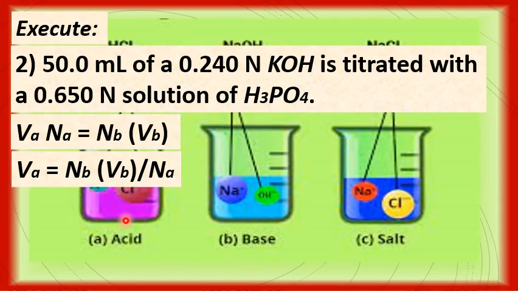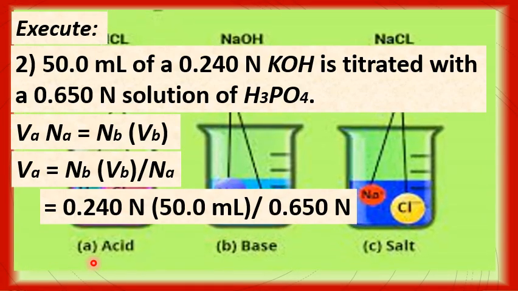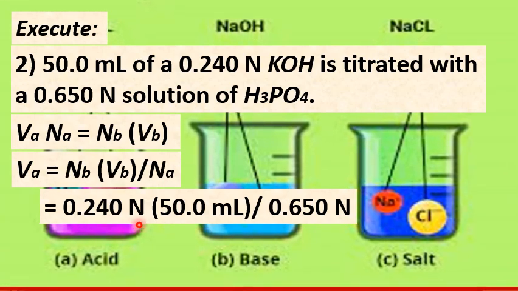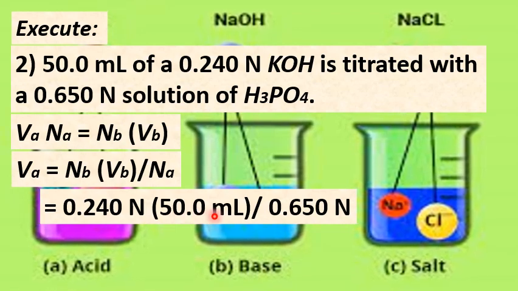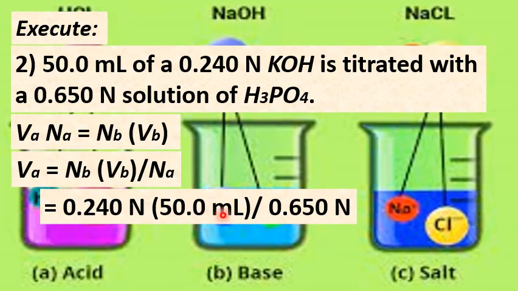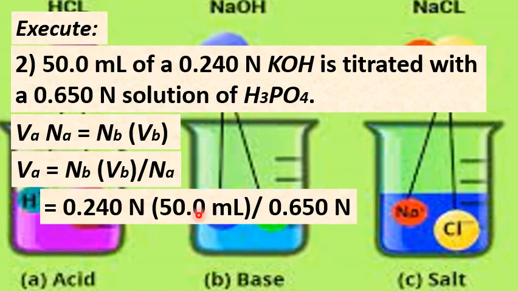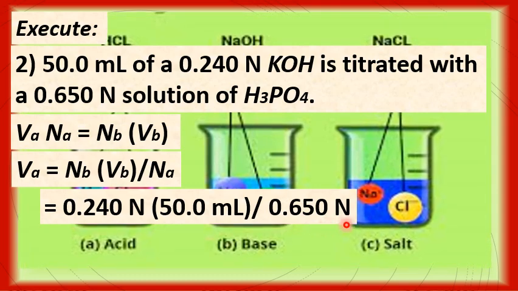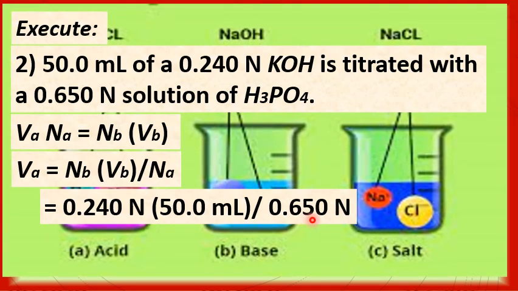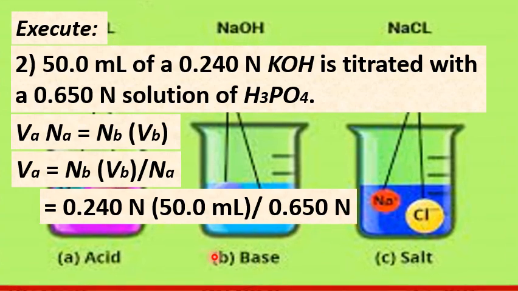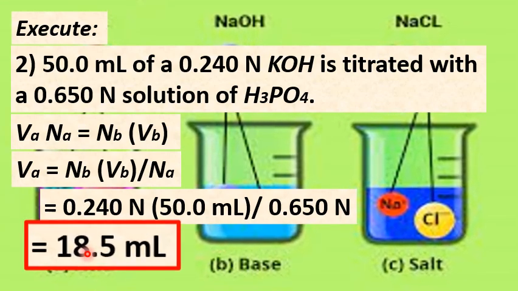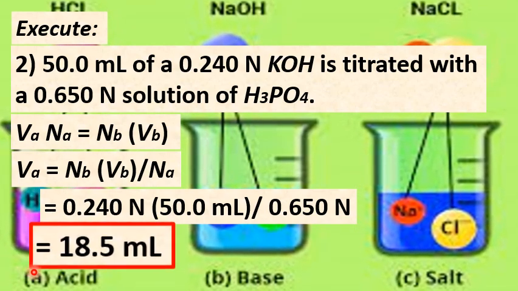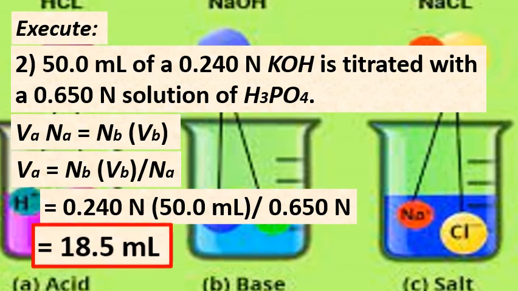So substituting the normality of the base, which is 0.240 normals, times the volume of the base solution, which is 50.0 milliliters, and divided by the normality of the acid solution, which is 0.650 normals. So doing our math, we will arrive at the value for the volume of the acid, phosphoric acid, equal to 18.5 milliliters.